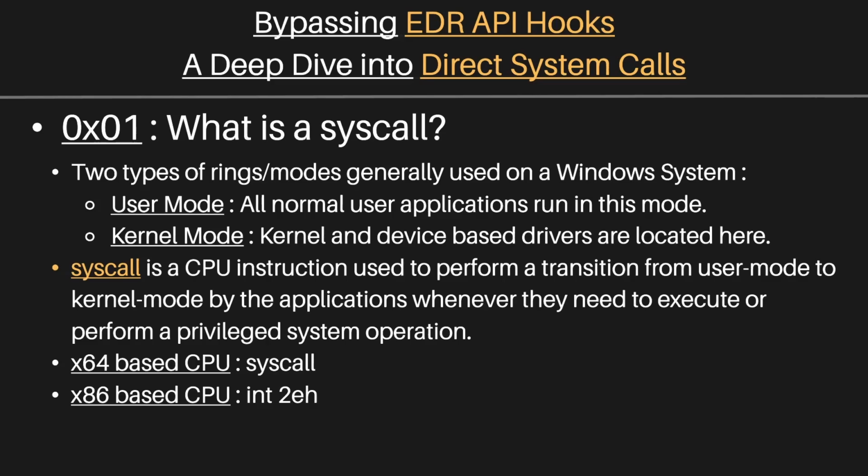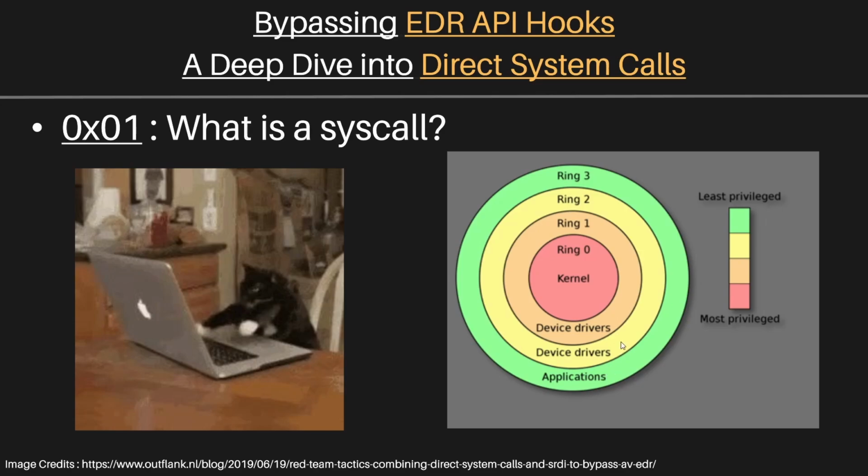The user mode is where all normal user applications run, and the kernel mode is where all the critical kernel and device-based drivers are located at. The user mode is referred to as ring 3, whereas the kernel mode is referred to as ring 0. So, as you can see in this image, ring 3 is the user mode, which is the least privileged, and ring 0 is the kernel mode, which is the most privileged.